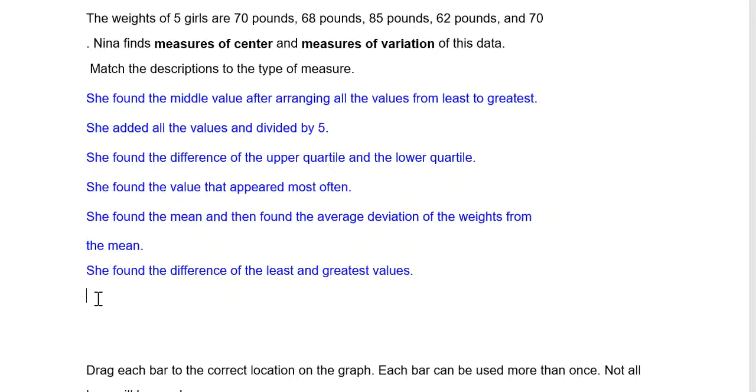She found the mean and then found the average deviation of the weights from the mean. So the mean is a measure of center, but then she found the average deviation of the weights from the mean. So when we talk about the deviation of the weights from the mean, we're talking about a measure of variation. So don't be thrown off that she found the mean, because you need the mean in order to find the average deviation from the mean. So this is a measure of variation.